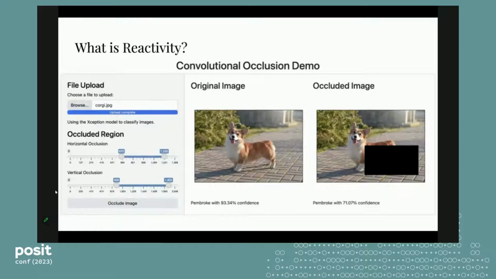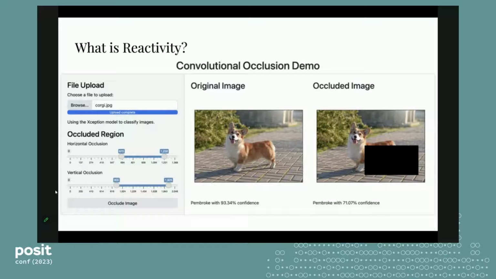So here's the world's cutest app. This is looking at a computer vision model, and it's basically allowing you to test out how different parts of the image are important to the model by seeing what happens when you completely cover it up. By the way, the takeaway from this screenshot is that if the computer vision model can't see the fluffy corgi butt, it is less confident that the image is a corgi.